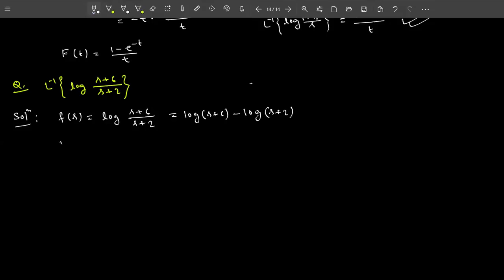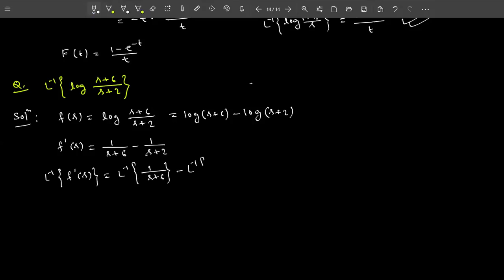Okay, now calculate F dash s. So that will be 1 by (s plus 6) minus 1 by (s plus 2). Okay, now Laplace inverse of F dash s. So this is equal to Laplace inverse of 1 by (s plus 6) minus Laplace inverse of 1 by (s plus 2). So this is e to the power minus 6t, minus that will be e to the power minus 2t.